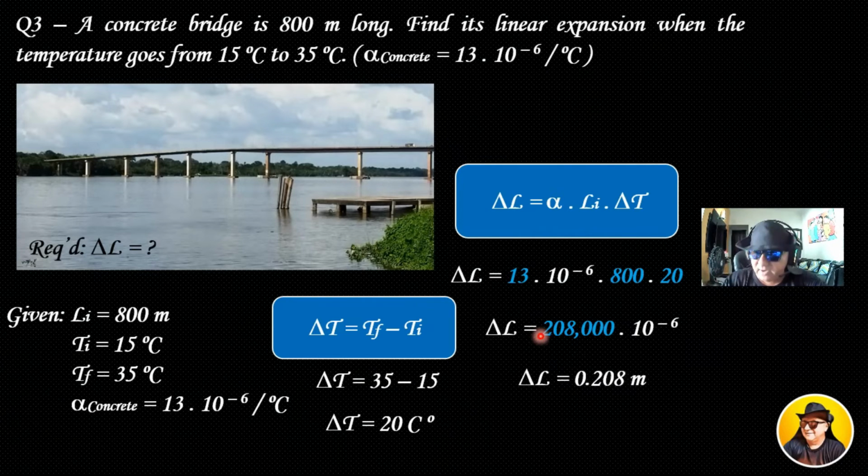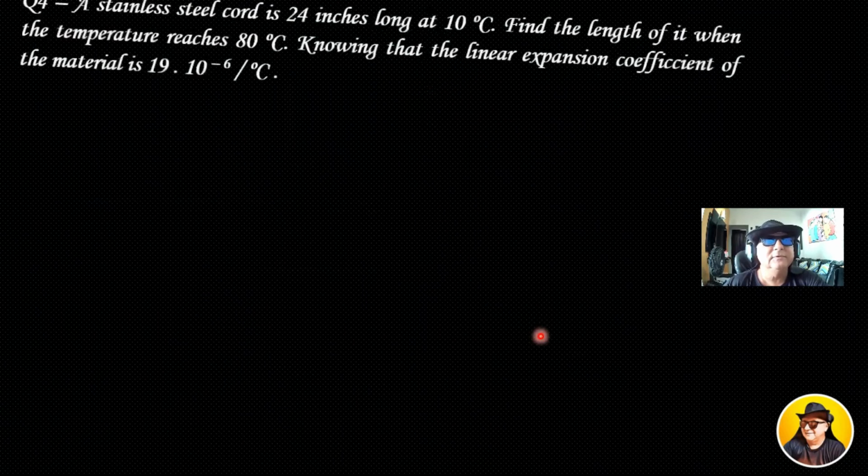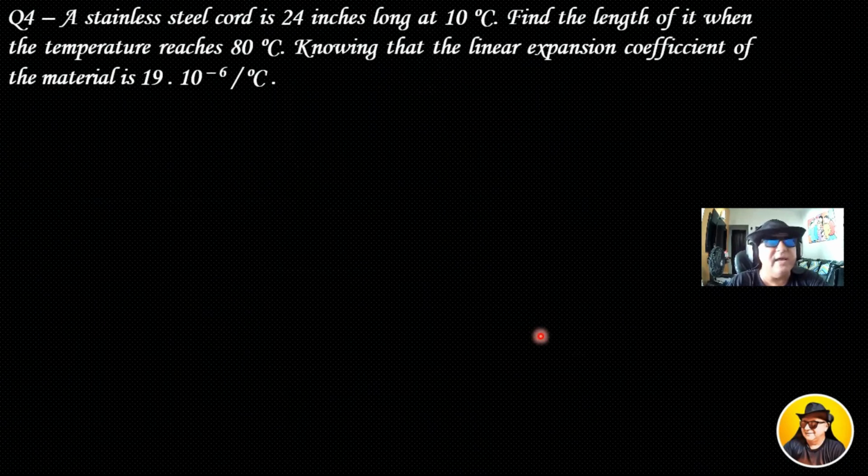Let's see question number 4. All right, here it is. Stainless steel cord is 24 inches long at 10 degrees Celsius. Find the length of it when the temperature reaches 80 degrees Celsius. Knowing that the linear expansion coefficient of the material is 19 times 10 to minus 6 over degrees Celsius.